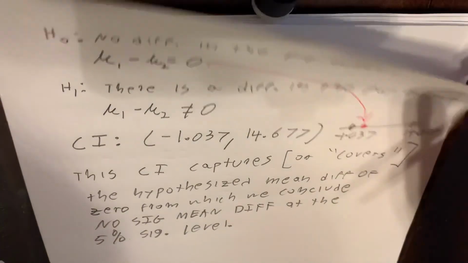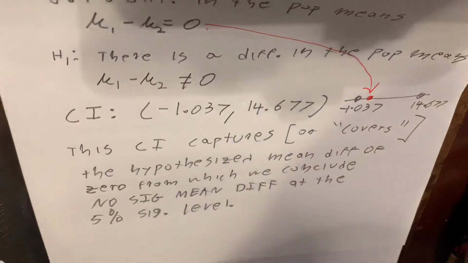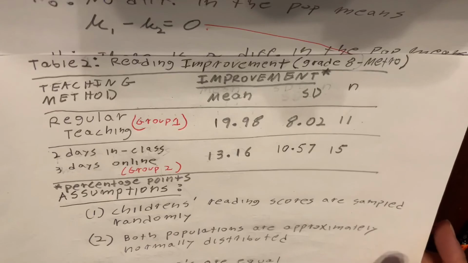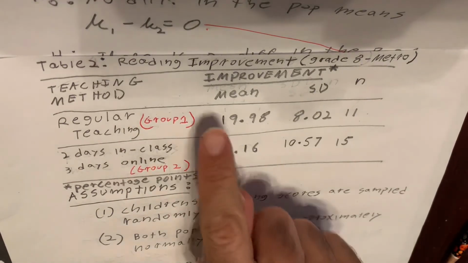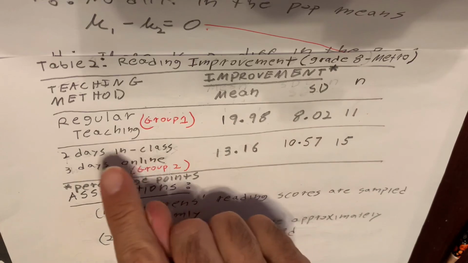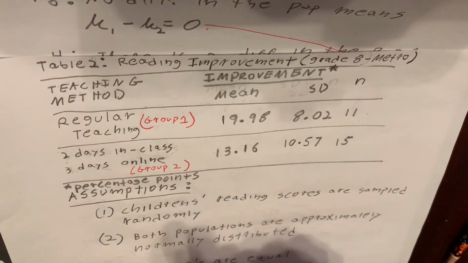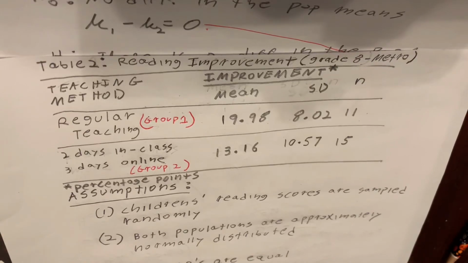Now, how do we put that into practice? It depends on the politician's motives. Because the politician can say, well, look, there's no significant difference between the reading improvement based on whether they get the regular teaching or whether they get 2 days in class and 3 days online. There's no significant difference in improvement. So, hey, we have a budget to deal with, so let's just fire a few teachers and let the computer handle the remaining teachers.